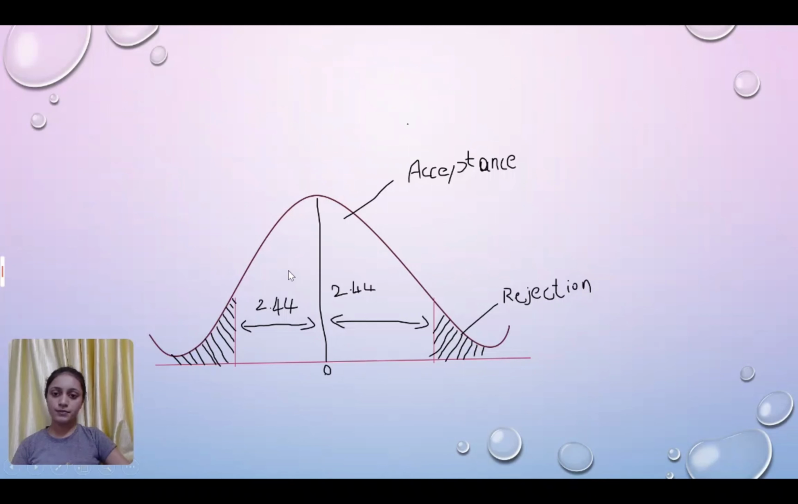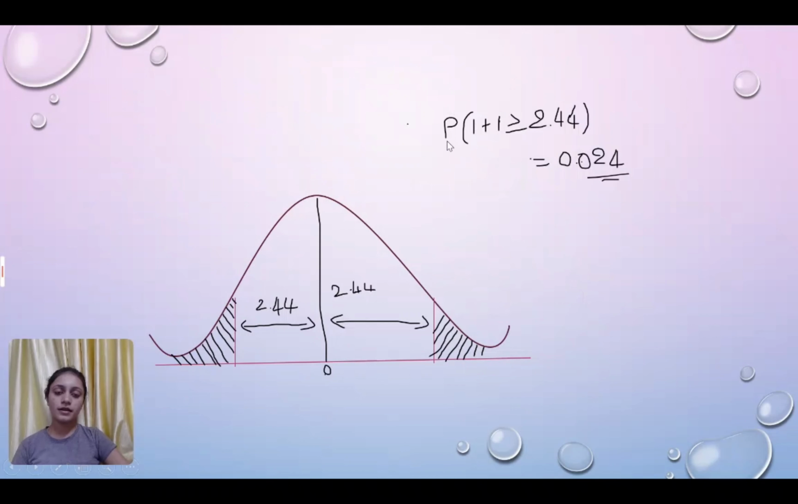This is the diagram representing the data. This is the negative side and this is the positive side. We are getting the 2.44 value. This is fully 2.44 and this represents the acceptance region. The remaining part is considered as the rejection region. Here P of t greater than or equal to 2.44 is equal to 0.024. The P-value is less than the significance level, which means rejection of H0, and that supports the alternative hypothesis statement.